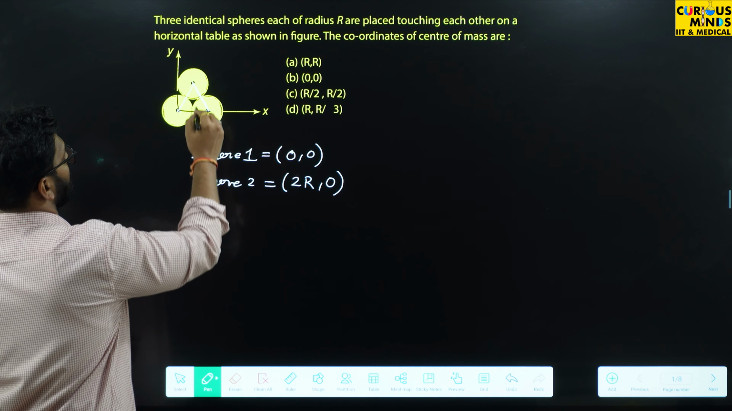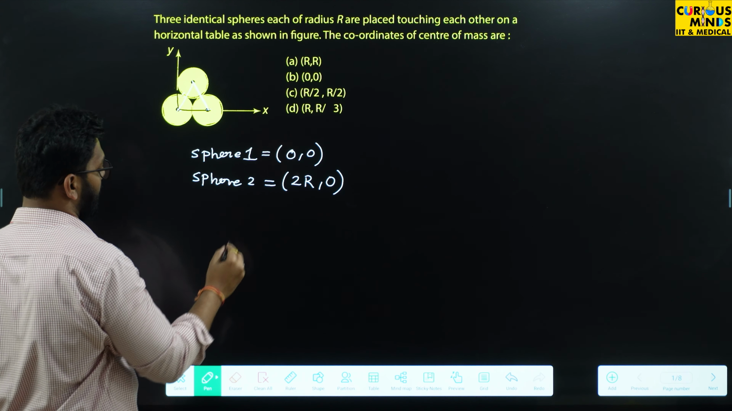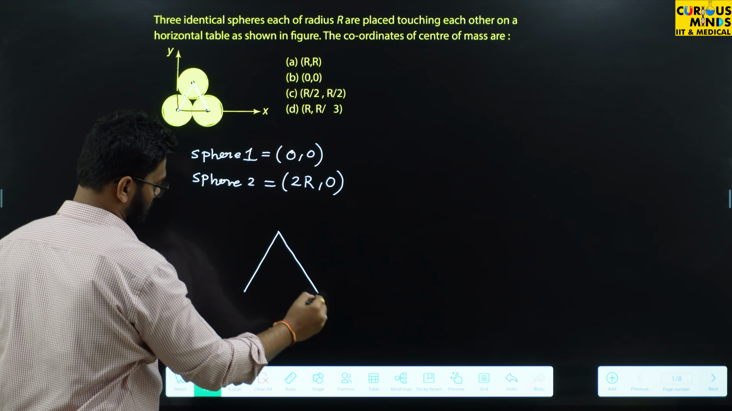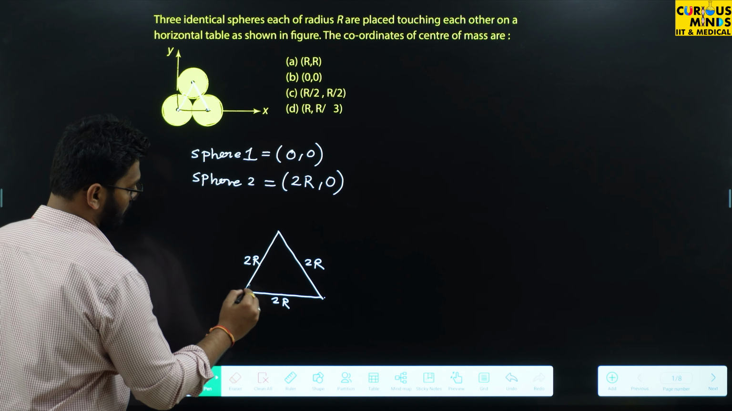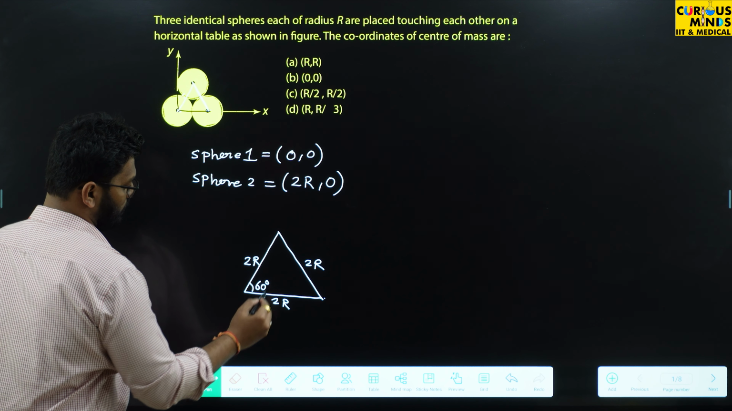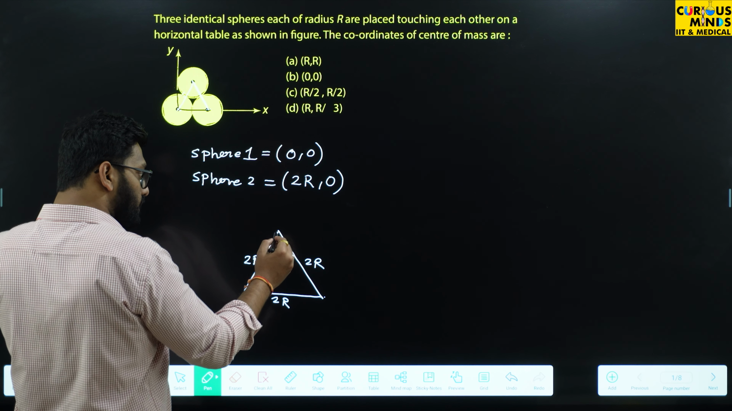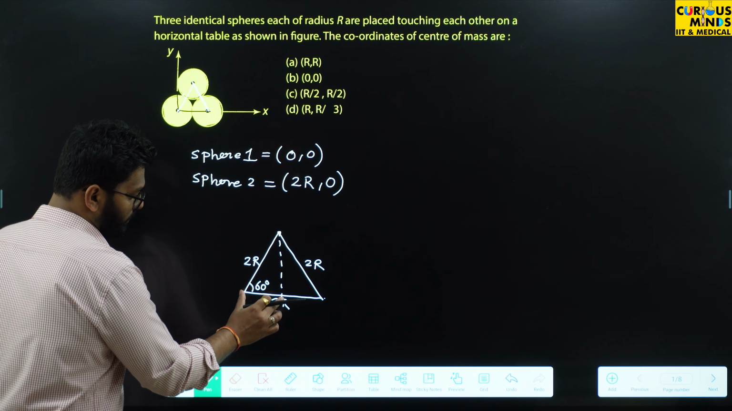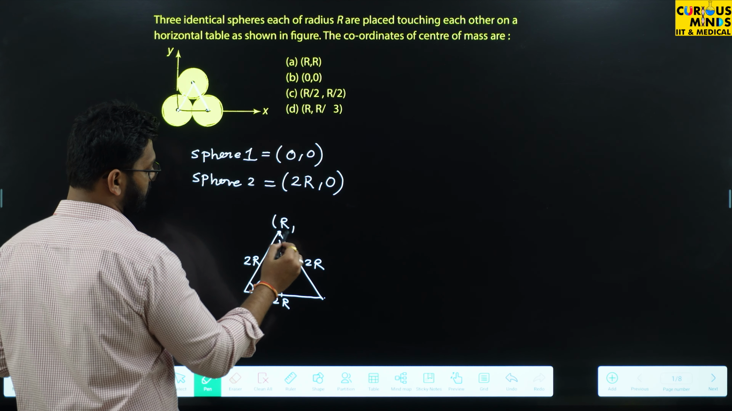Here we can see this is having length 2r. So let me draw this triangle separately here. This length is 2r, this length is also 2r, and this length is also 2r. That means this angle is 60 degrees because all sides are equal, so this is an equilateral triangle. So for this point, 2r cos 60 will be r, right? So this is at a distance r, so the x coordinate of this is r.